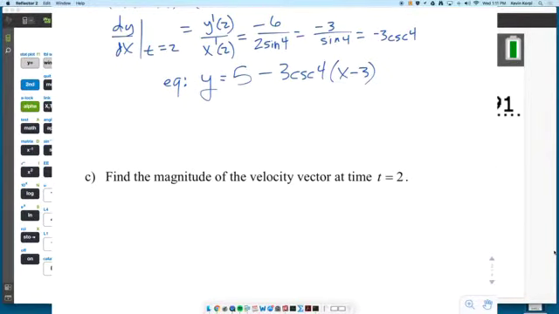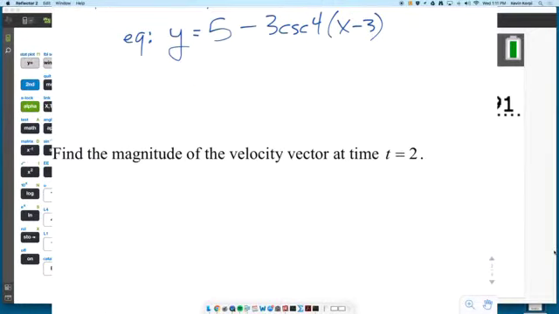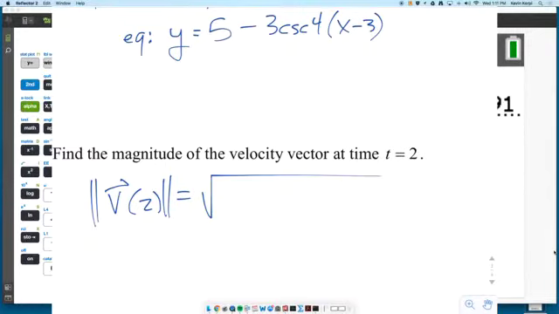Okay, part C, find the magnitude of the velocity vector. What's another name for the magnitude of the velocity vector? The speed, right? Or the norm at t equals 2. So the magnitude, let's go ahead and use the notation. That's going to be the velocity vector at 2, and the magnitude is just single or double bars. It doesn't really matter which one. And that's just the good old-fashioned what? Pythagorean theorem, right? The square root of x prime of 2 squared plus y prime of 2 squared.